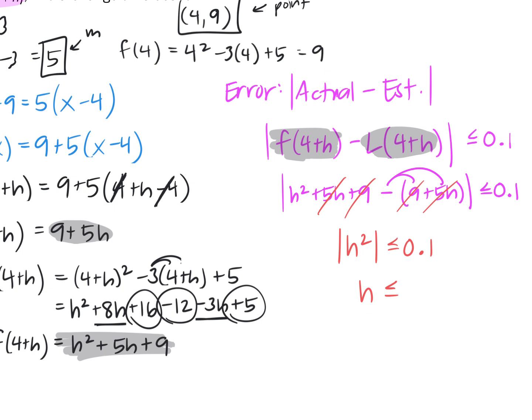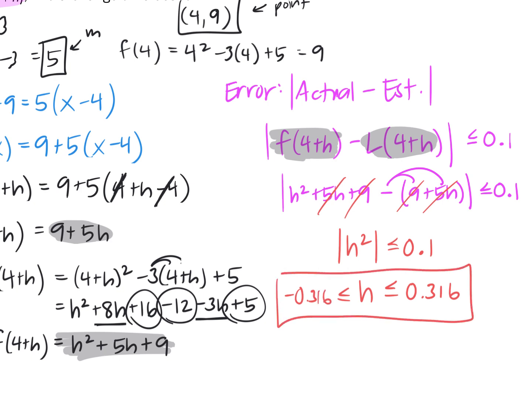which if you plug that in your calculator, you get 0.316. However, since it's absolute value, could I plug in negative values as well? And also it's squared, right? So I need to account for the negative side as well. So negative 0.316 all the way up to 0.316 are going to be all of the values for h that you can plug in to get an error value that is less than 0.1.